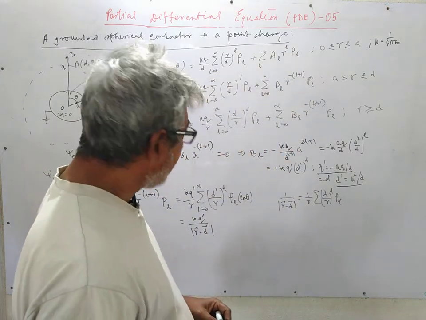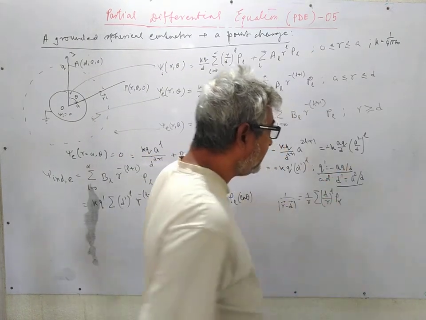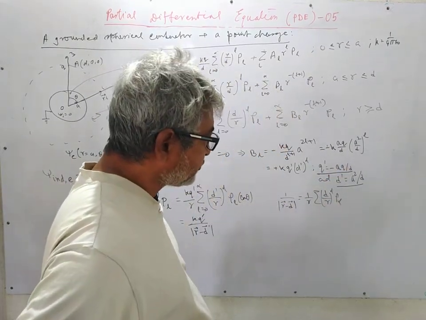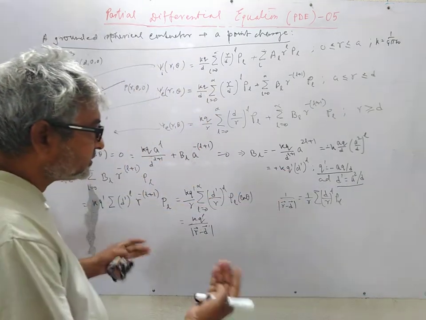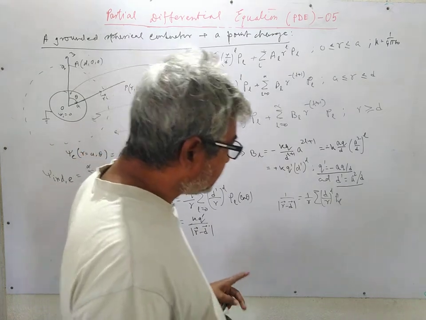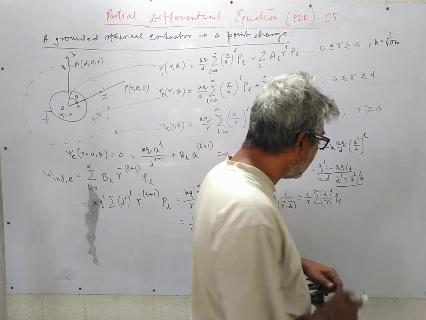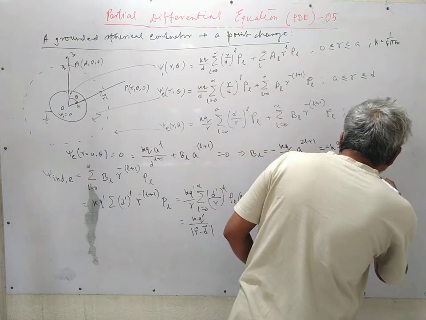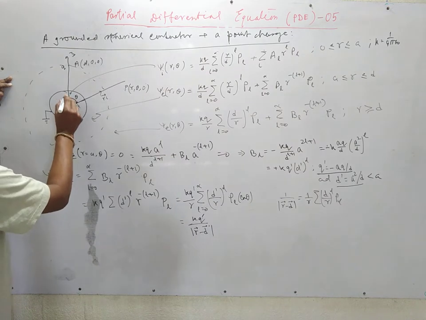Now, as per our choice, d is greater than a. So the magnitude of the induced or image charge is less than that of q. And d is greater than a, so d prime is less than a. That is, the image charge is located within the sphere.